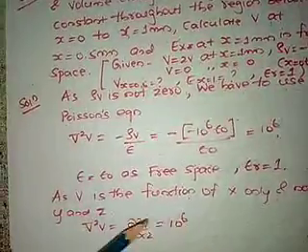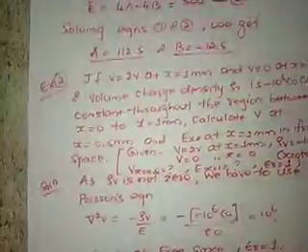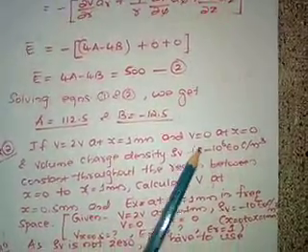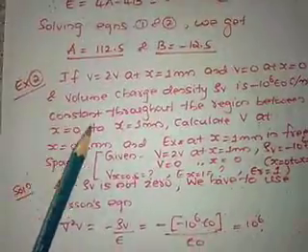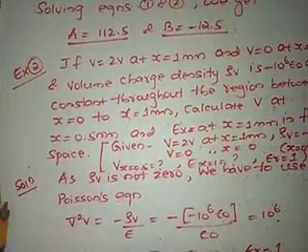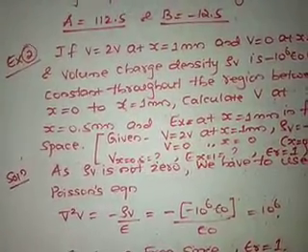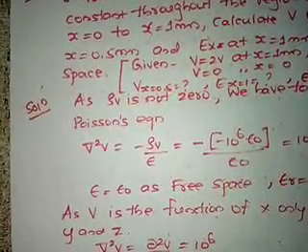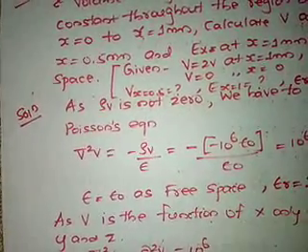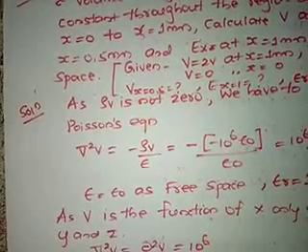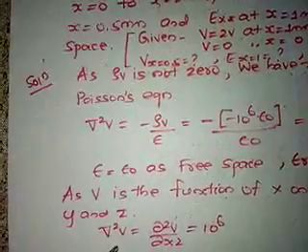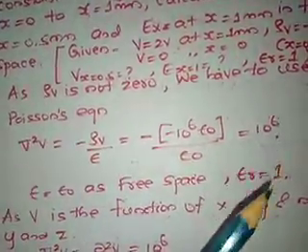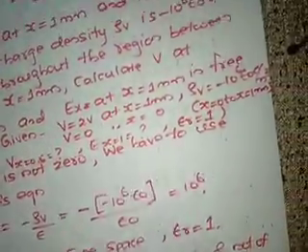As V is a function of x only and not of y and z, they have mentioned only V as a function of x and not of the other coordinates y and z. So what will be del square V? The equation for del square V in Cartesian is dou square V by dou x square plus dou square V by dou y square plus dou square V by dou z square. But as V is a function of x only, del square V is equal to dou square V by dou x square, that is 10 raised to 6.